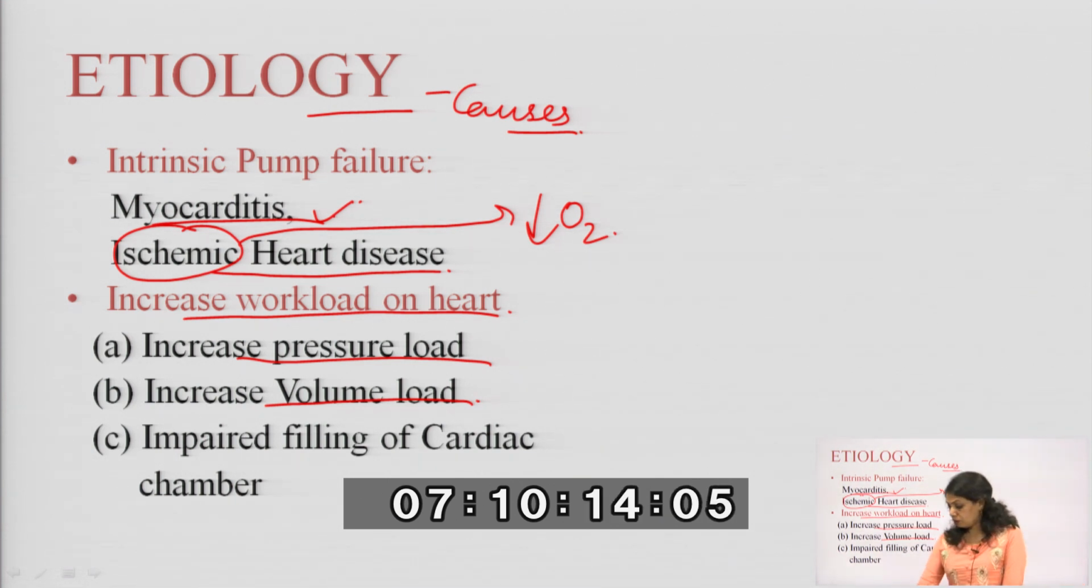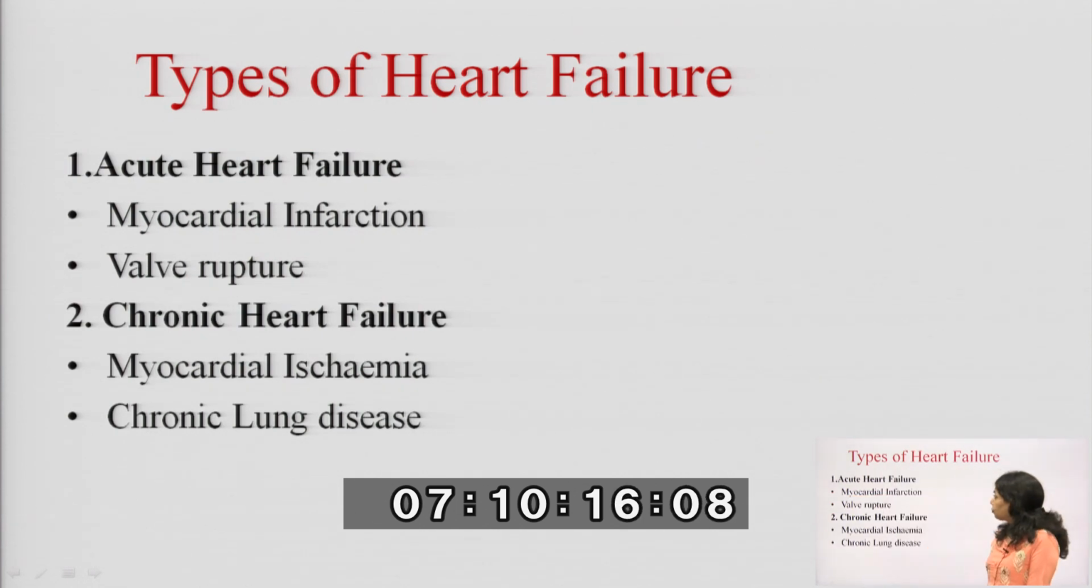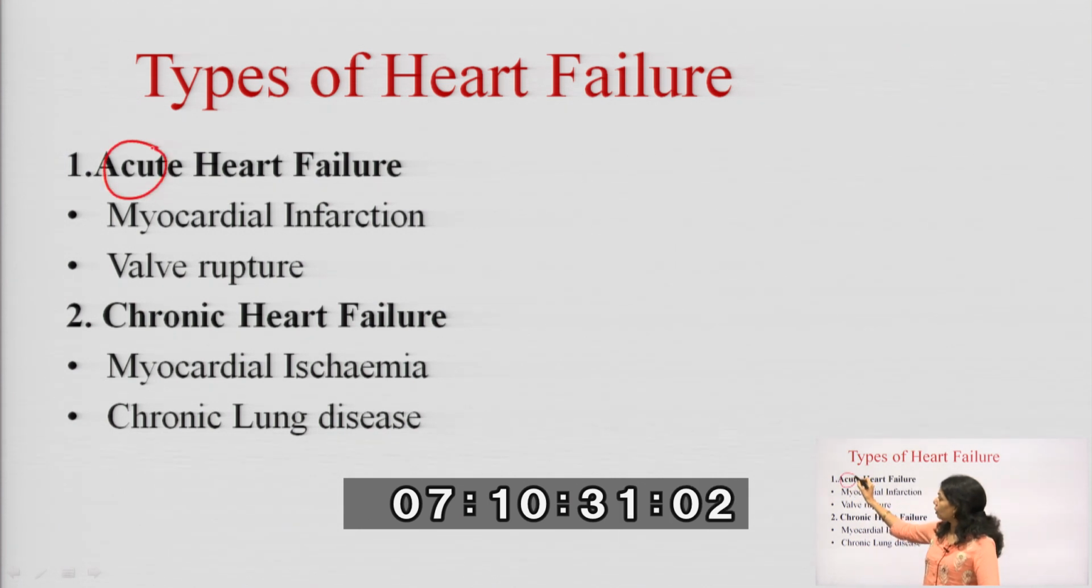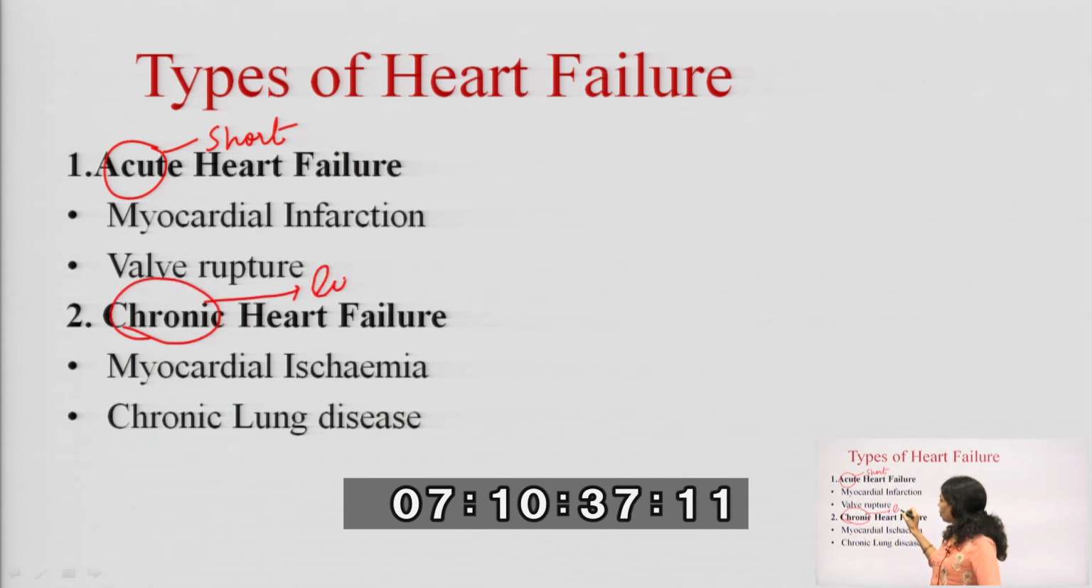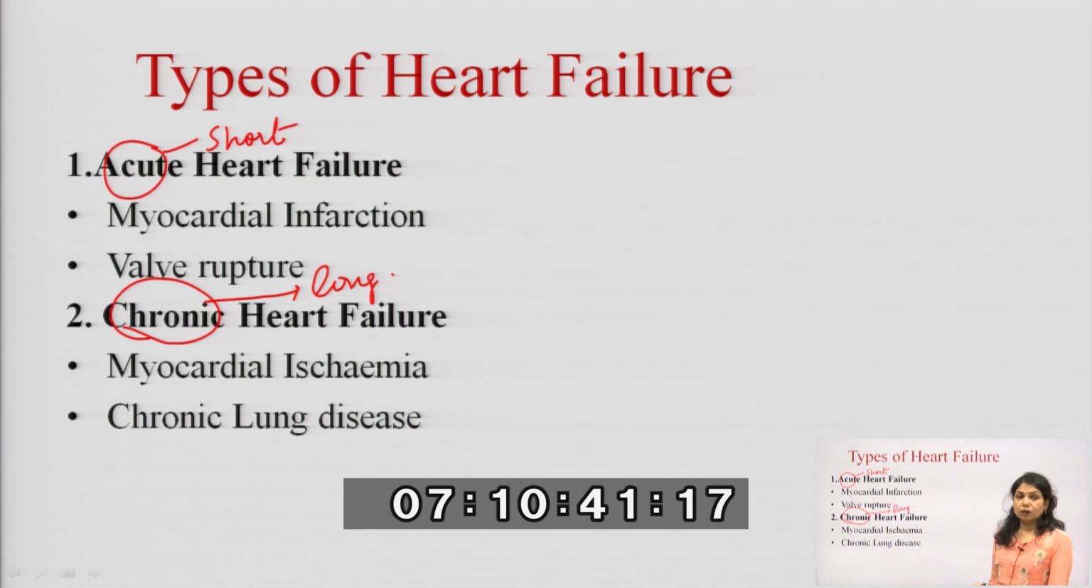Okay. So, next, the different types of heart failure. Number one is acute heart failure, and then chronic heart failure. Acute heart failure, as the term indicates, is of short duration, whereas chronic means it is of longer duration. Now, why is acute heart failure taking place?